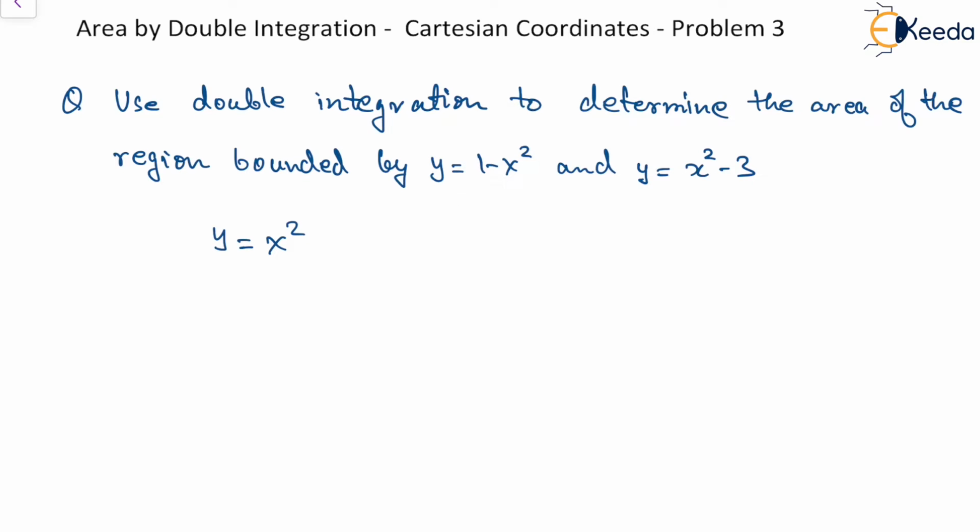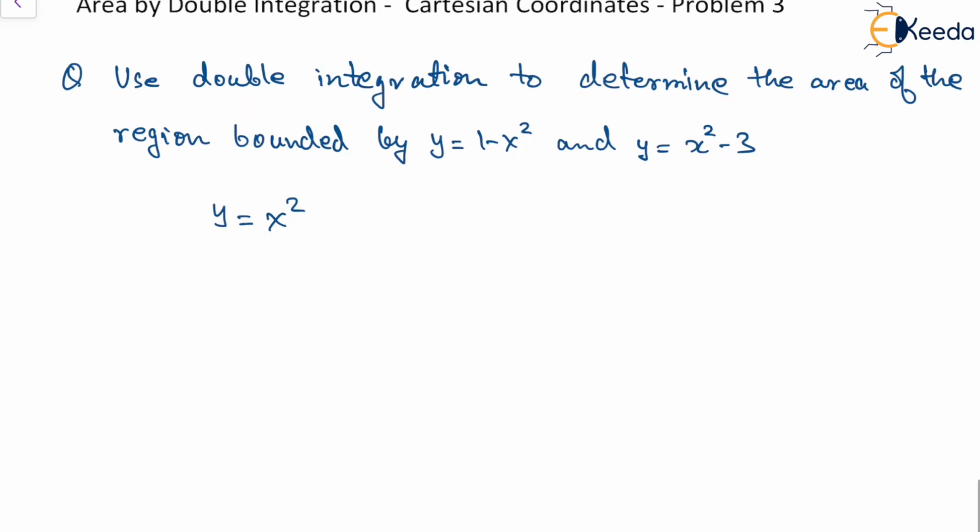For the first one, which is y equal to 1 minus x square, first of all, the curve has been inverted about the x-axis and then 1 has been added. So it means inverted and then shifted up by 1 unit. Whereas the second one is y equal to x square minus 3. So in comparison to the original graph, this is x square minus 3, which means it has been shifted down by 3 units. So let us see the curve and then the point of intersection, the limits, and then the integration ultimately.